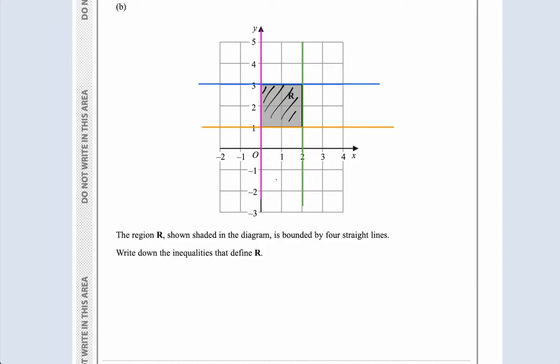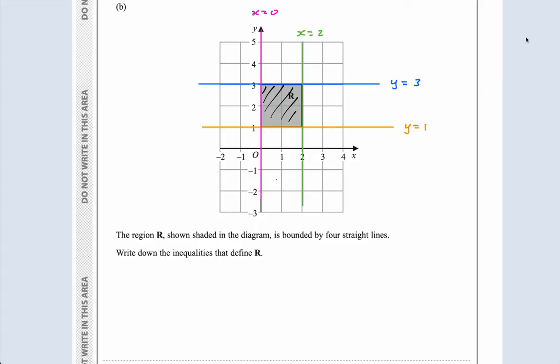So essentially, what are these lines? This line here is x equals 2. This line here is x equals 0. Remember, the vertical lines are x equals. The horizontal lines are y equals: this one is y equals 3, and this line is y equals 1.